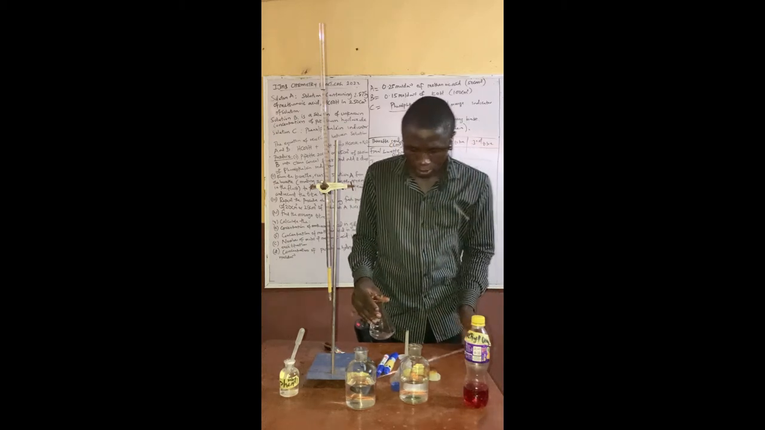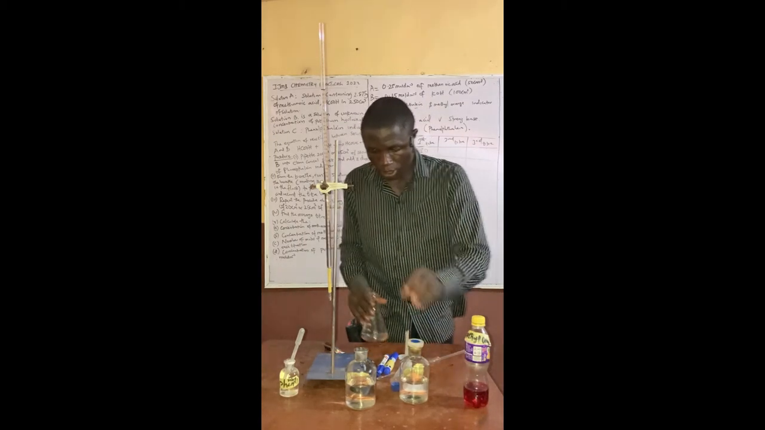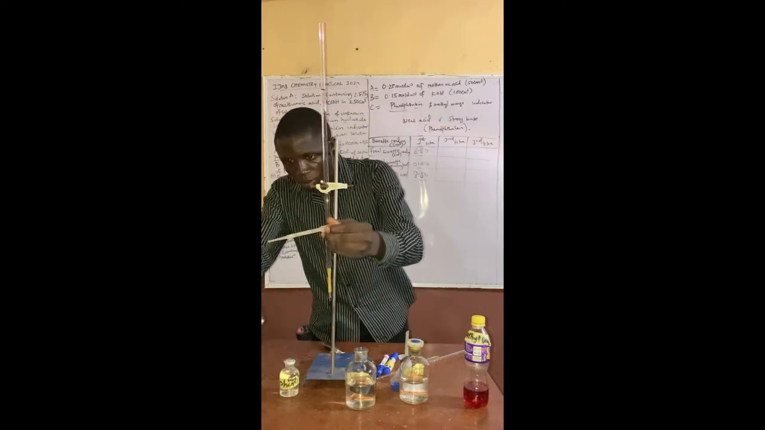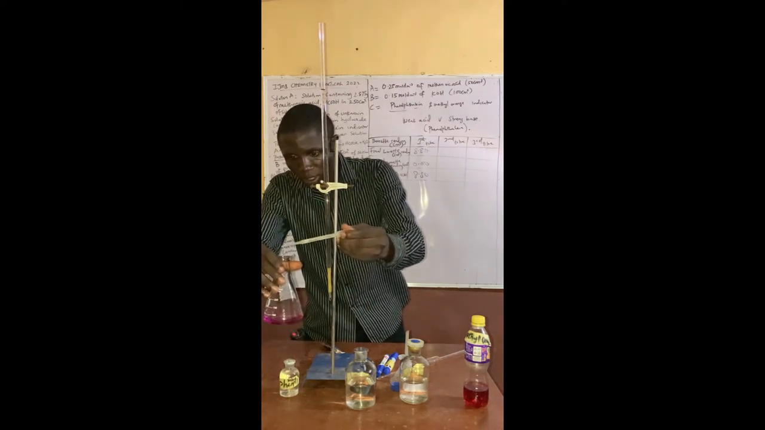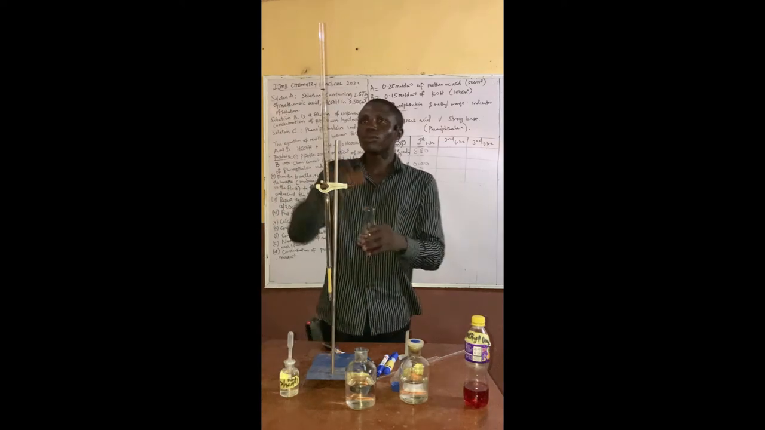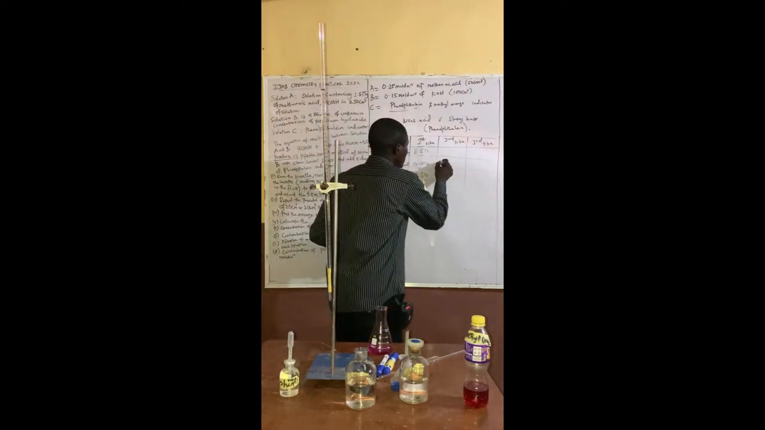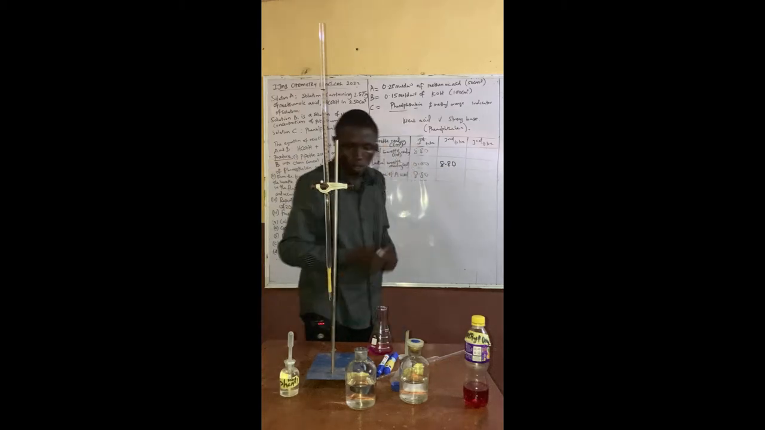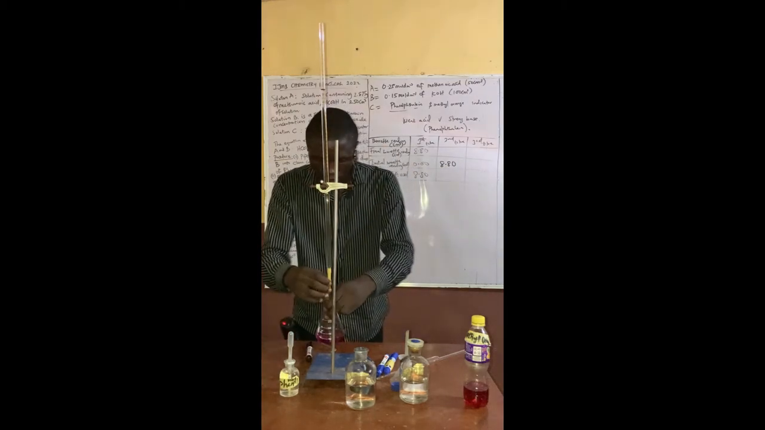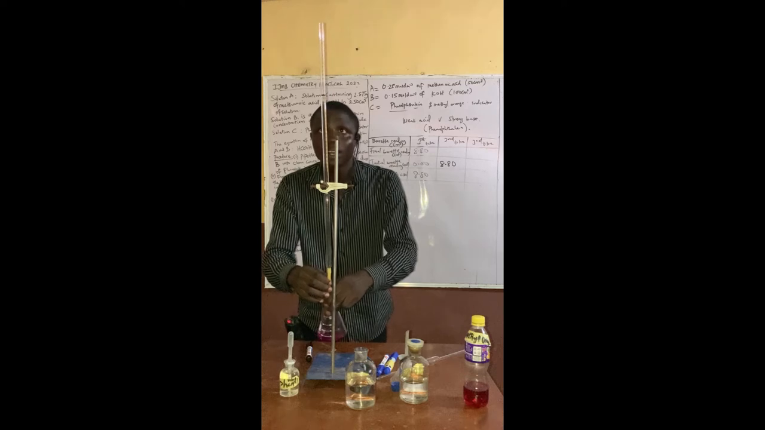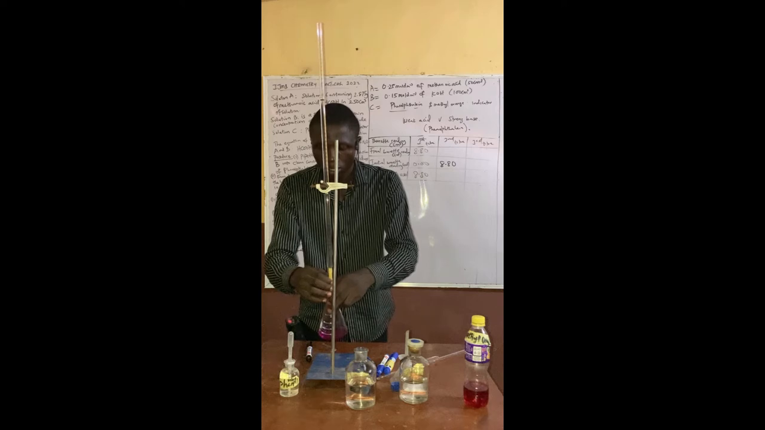So add what? Add 2 drops of phenolphthalein. 1, 2. So now, don't forget we are at what? This is 8.8. So our initial now will be 8.80 now. So you now start adding now. As you are adding, you are shaking.